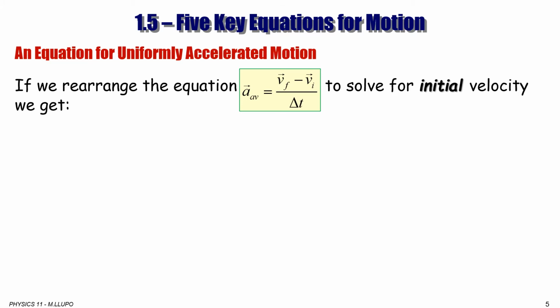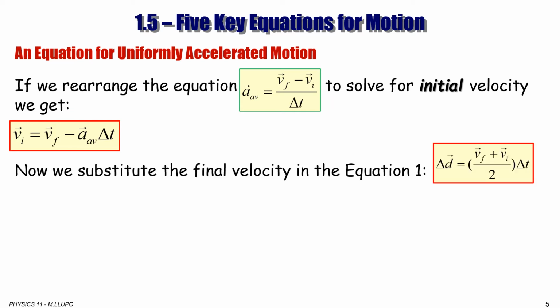Now, the last arrangement that we can do is what if the initial velocity is unknown? Then we can do the same thing. We can rearrange that equation so we can solve for V initial. V initial is V final minus A average delta T, and we substitute V initial in equation number 1 with what V initial is, V final minus A average delta T.